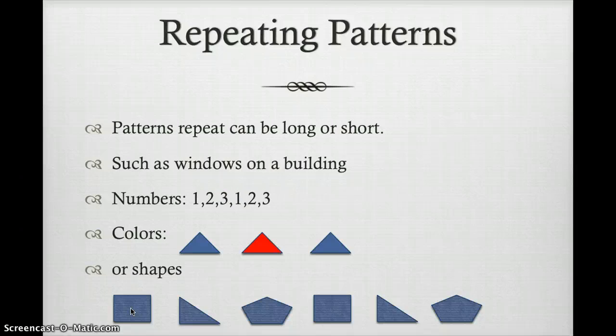So patterns that repeat, they can be long or they can be short. They're found in such things as windows on buildings. They can be found in numbers like 1, 2, 3, 1, 2, 3, 1, 2, 3. So any kind of skip counting is a pattern. They can be found in colors, blue, red, blue, red, blue, red, or shapes. If I have a rectangle, triangle, 1, 2, 3, 4, 5, pentagon, rectangle, triangle, 1, 2, 3, 4, 5, pentagon. So they can be found anywhere, and they can be as long or as short as whoever is making them wants it to be.